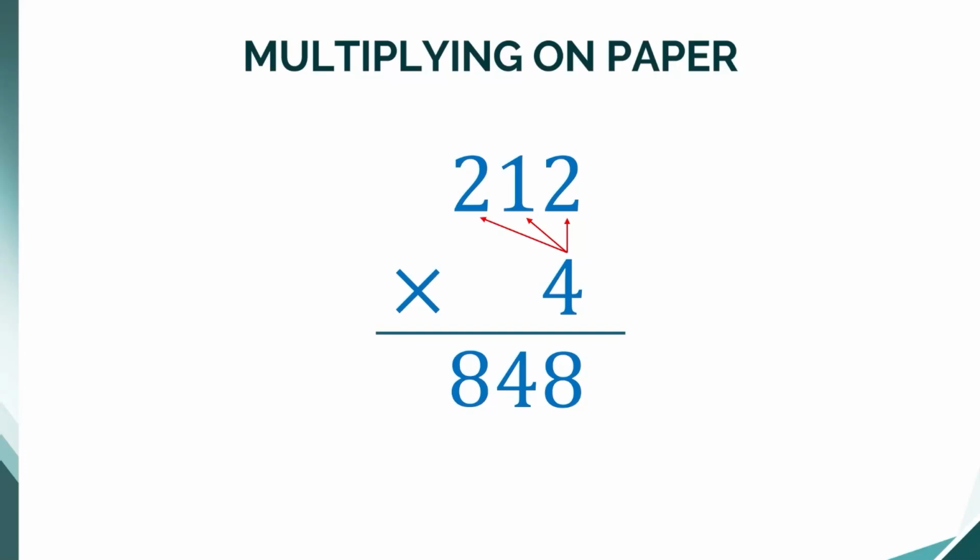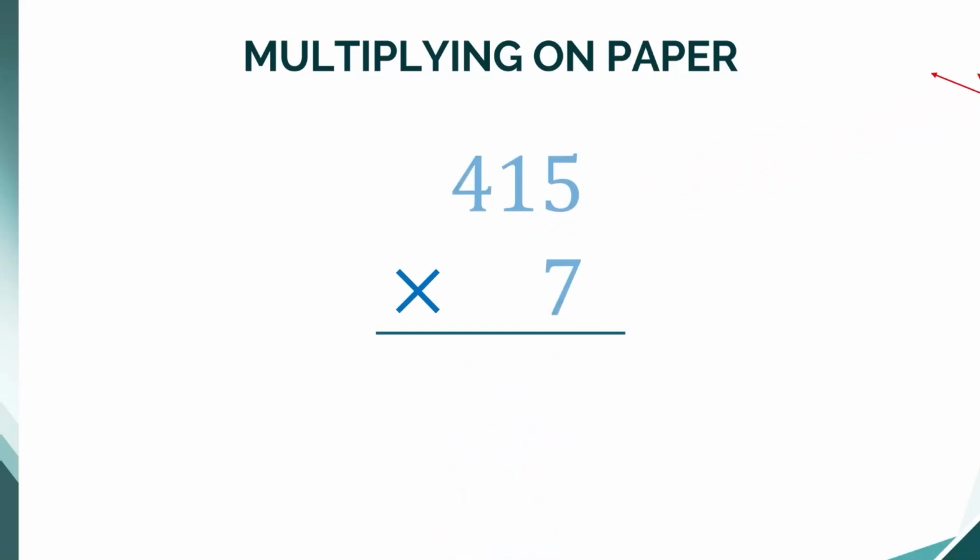The reason this is an easy example is because notice 4 times 2 is 8, 4 times 1 is 4, and 4 times 2 is 8. None of those results, those products, are greater than 9. None of them are 10, 11, 20, 30, nothing like that. So this is about as easy as it gets. Very smooth sailing. Let's look at a slightly more complicated example.